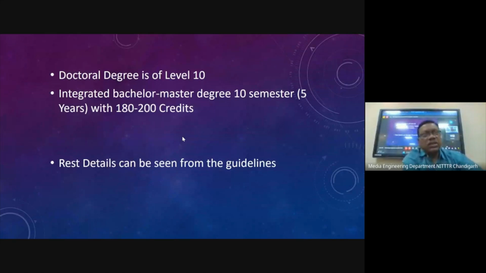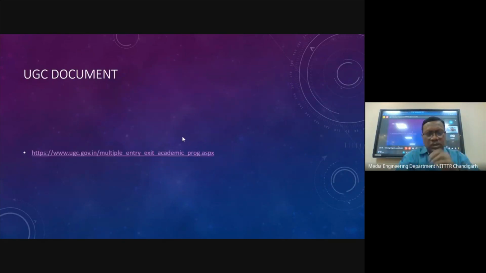Therefore, these are the different layers where you can come out. Also, the national credit framework allows non-formal education people, skilled people, and vocational people to map into the formal education at this level. So that credit framework is also available. You have to go through the document. The rest of the things you can see from this UGC document, which is available. And on the website, the hyperlink which I have given you here, which is in the UGC, the multiple entry, multiple exit guidelines are also available.